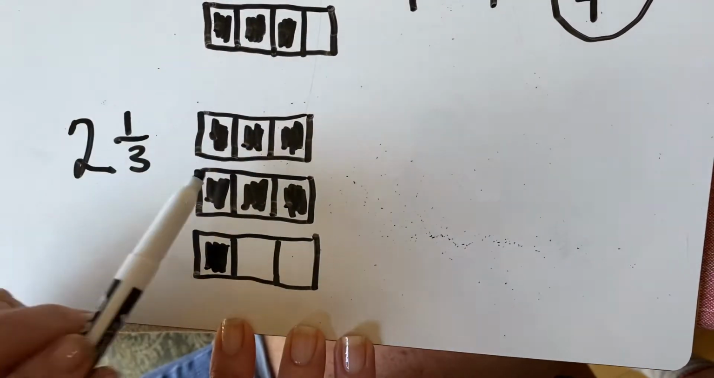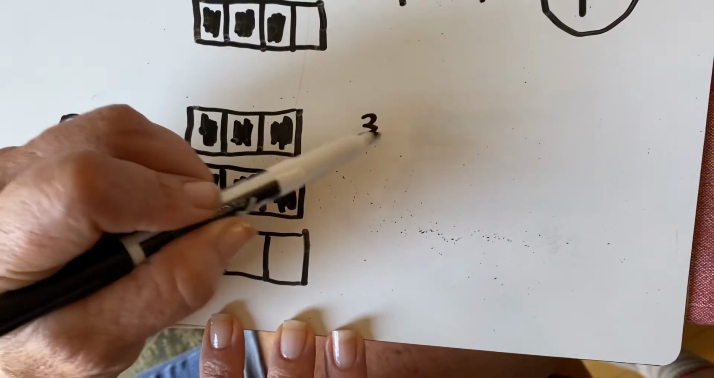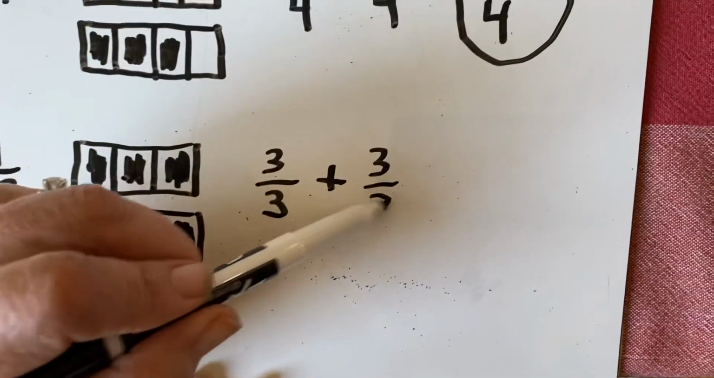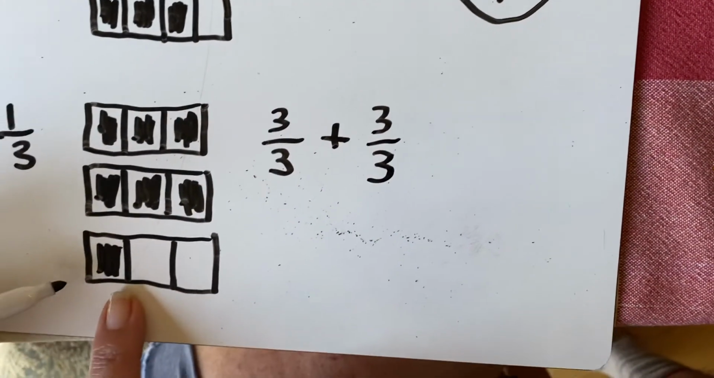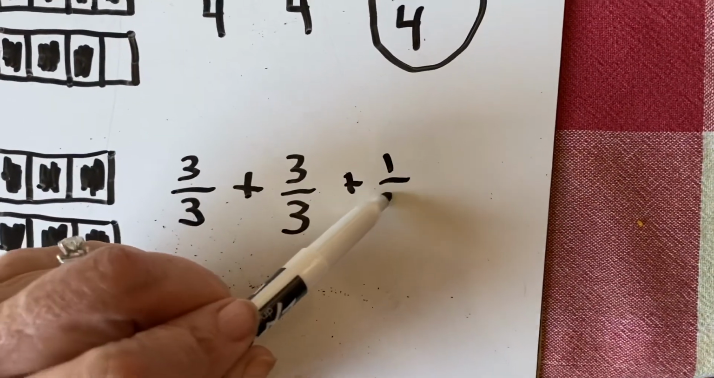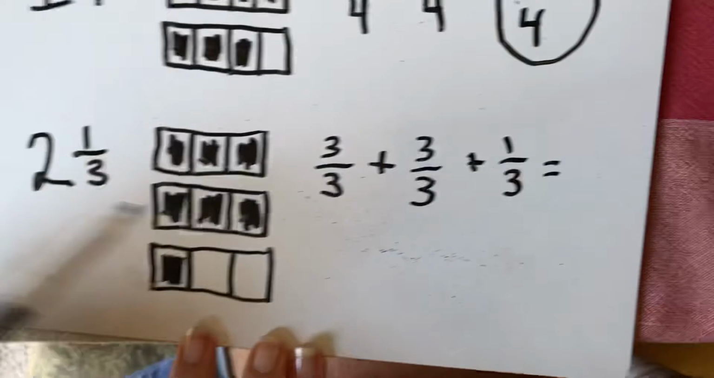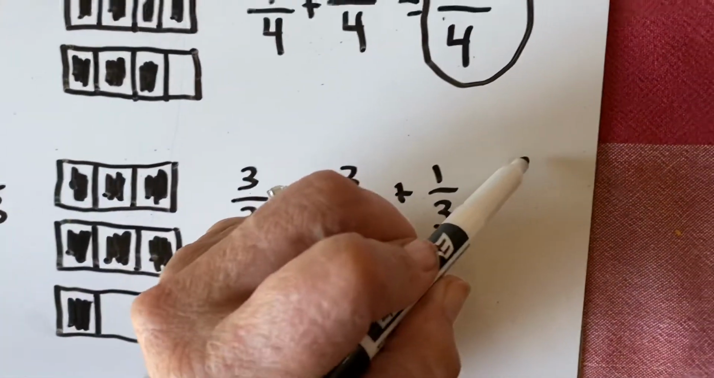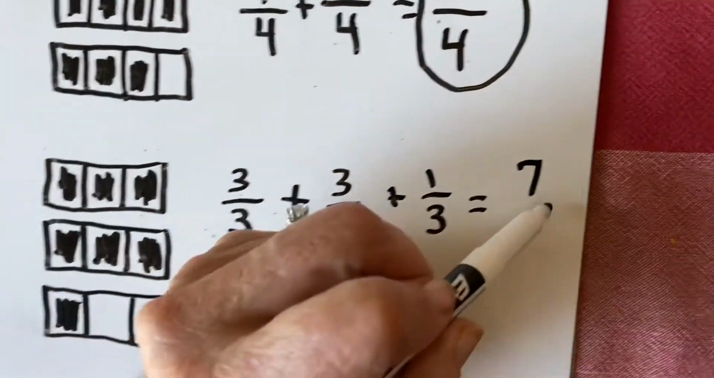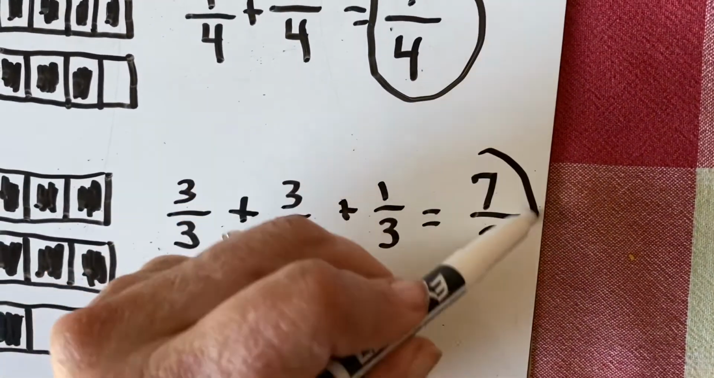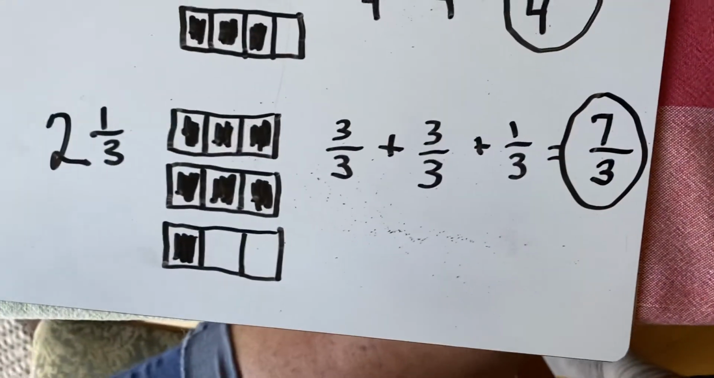And now let's go ahead and add them. So I have 3/3 plus 3/3 plus 1/3. Okay. And so I just add those straight across. 3 plus 3 plus 1 is 7. And then remember, the denominator doesn't change. And so that's my improper fraction.